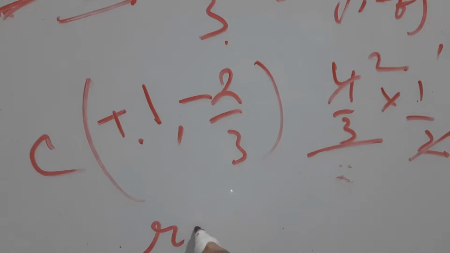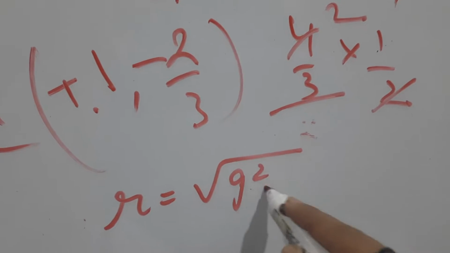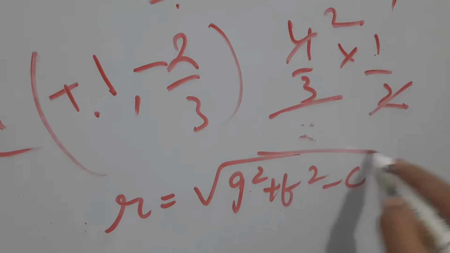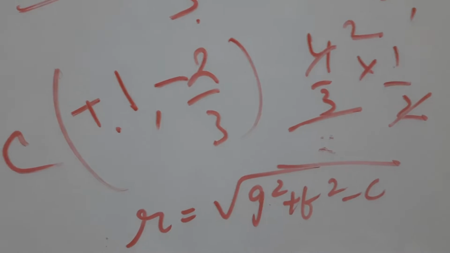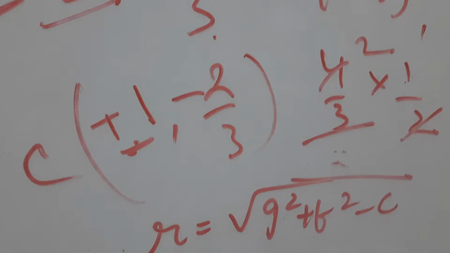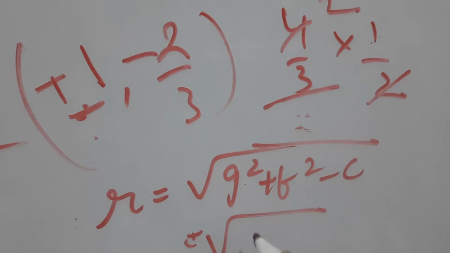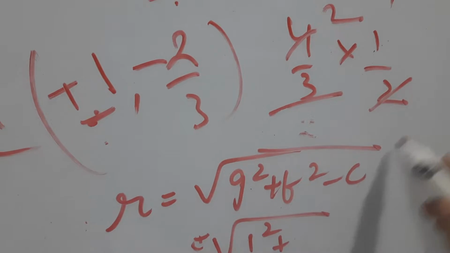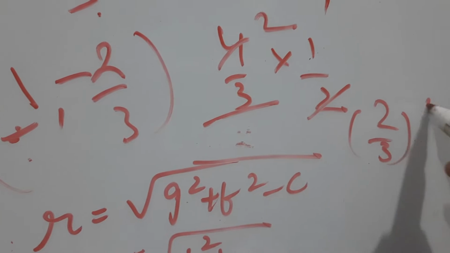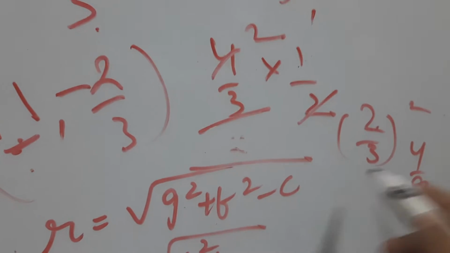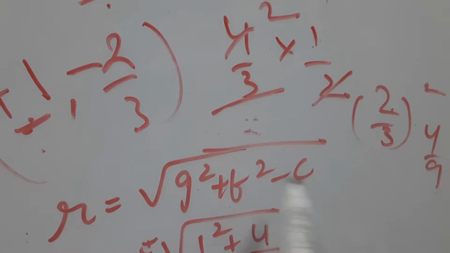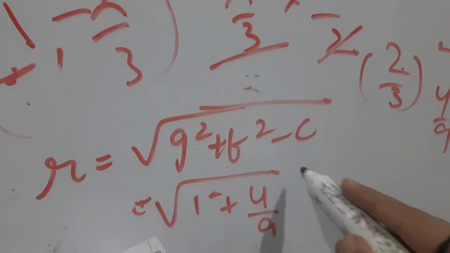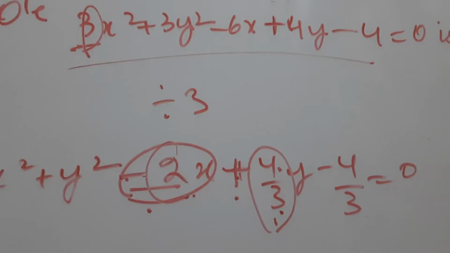Now the radius formula is under root g square plus f square minus c. There is no shortcut for this. So under root g square, what is g? Here g square is 1 square, plus f square is 2 by 3 square, which is 4 by 9. I won't do small steps. So 1 plus 4 by 9 minus c. So here this is minus c.